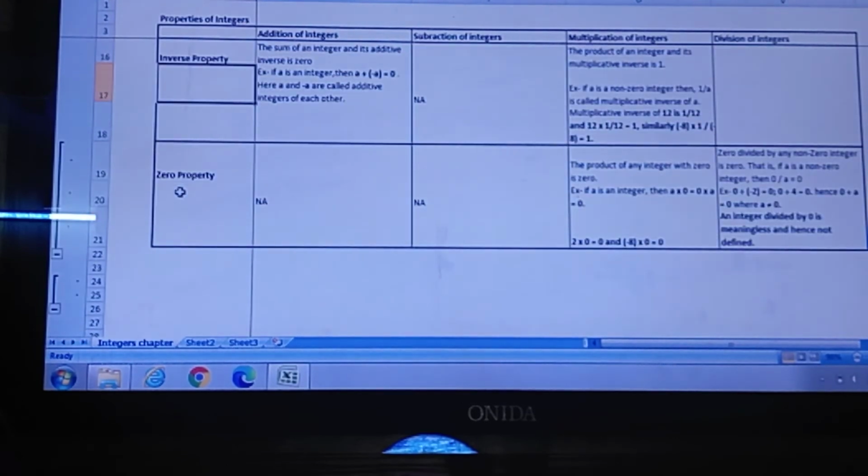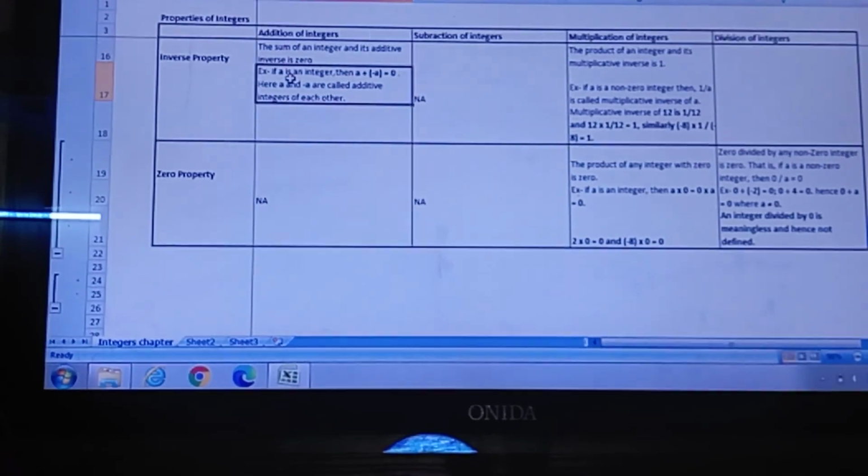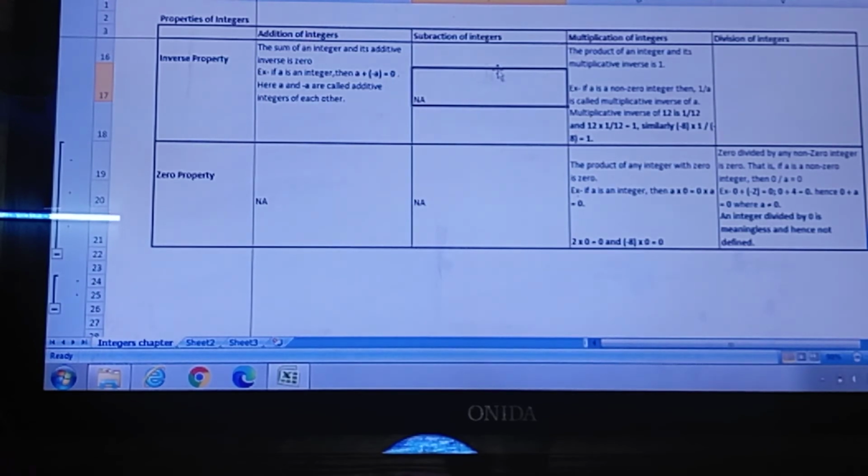Moving on to the inverse property. Here the inverse property is that the sum of an integer and its additive inverse is 0, where the inverse is nothing but the opposite of it. So if a is an integer, then a plus minus a is equal to 0. Here a and minus a are called additive inverses of each other. So we don't have anything as an inverse property in subtraction.